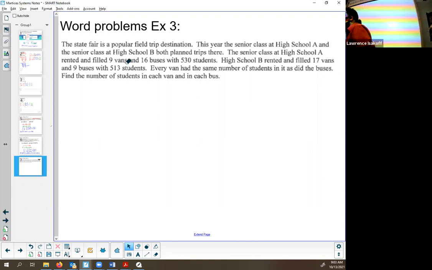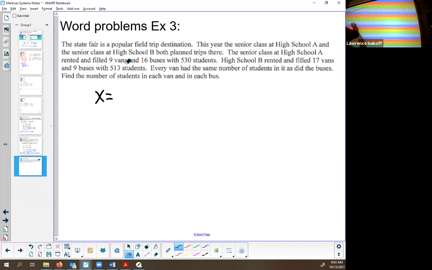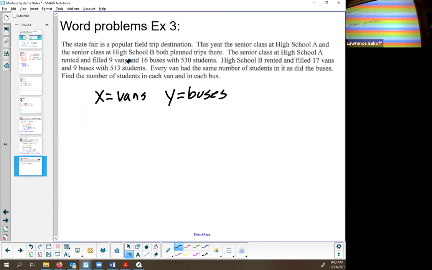So what are we looking for? What are our variables here? What's our unknown here? The buses and vans are our unknowns, so those are going to be my variables, how many people are on them. So again, they talked about vans first, so I'm going to make X vans and Y buses. So really, it's how many people are on the vans, how many people are on the buses.